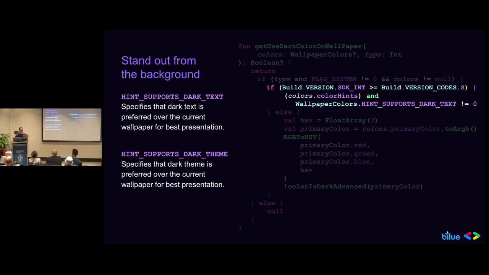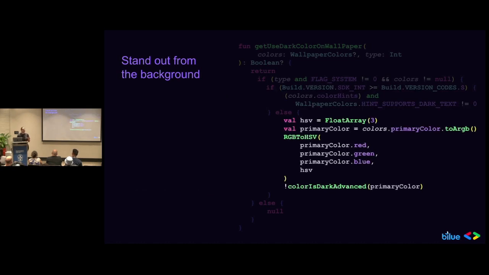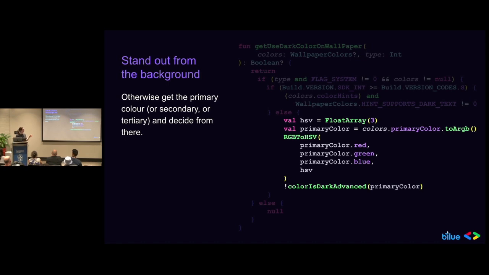We also have this supports dark theme. I haven't looked into this terribly much, but it will give you a value on whether a dark theme is more preferred. But if our device is a little bit older and we don't have access to this fancy new thing, we can do a bit of maths. I'm not going to go deeply into it, but essentially we go grab the primary colour. We need to get it into the HSV version, which is a little bit tricky. And then I've got this colour is a dark advanced. You can also look at the secondary or tertiary colours as well if you want to.